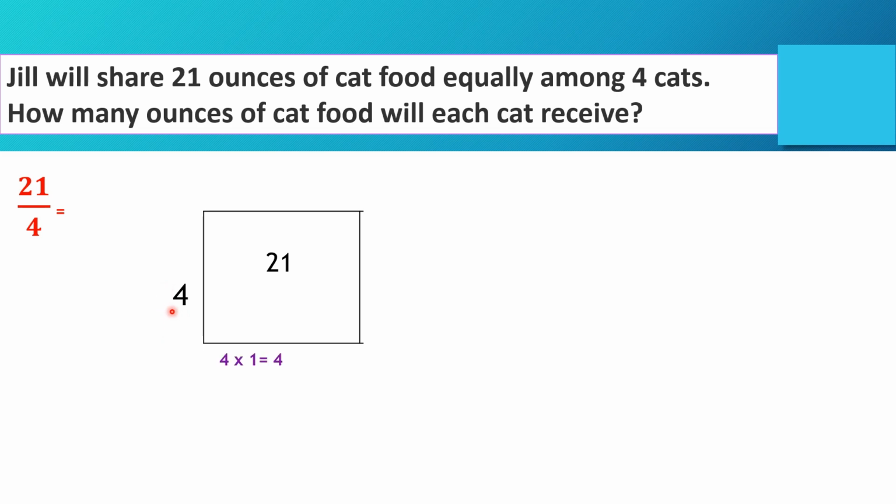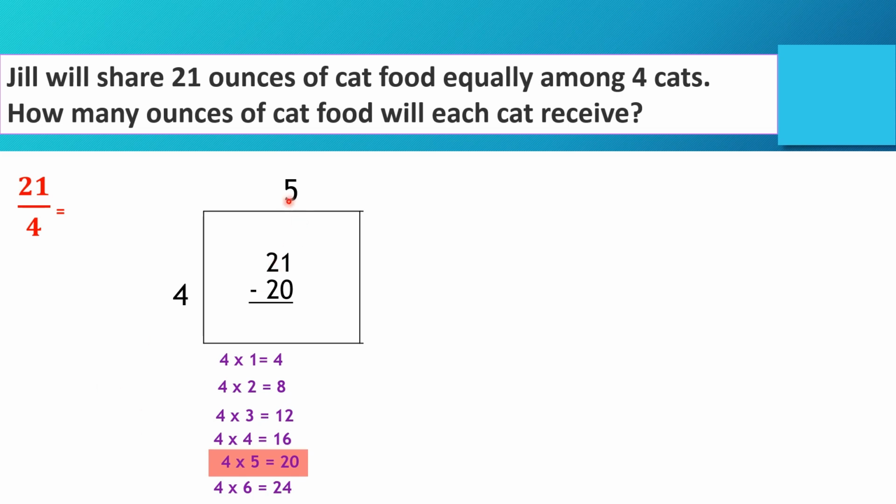So we know that we need to figure out how many groups of 4 we can get in 21. So we can say 4 times 1 equals 4, or 1 group of 4. 4 times 2, 8. 4 times 3, 12. 4 times 4, 16. 4 times 5, 20. 4 times 6, 24. So if you realize that 20 is less than 21, 24 is greater than 21, so we can't use 6 groups of 4, so we can use 5 groups of 4. So we can say 4 times 5 equals 20.